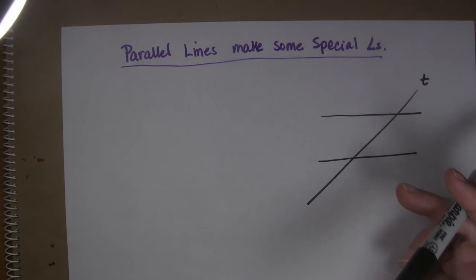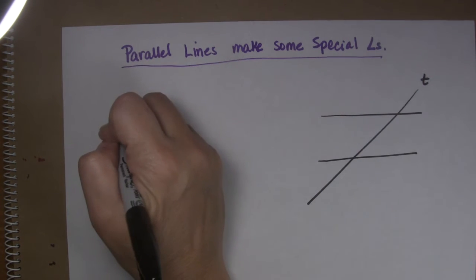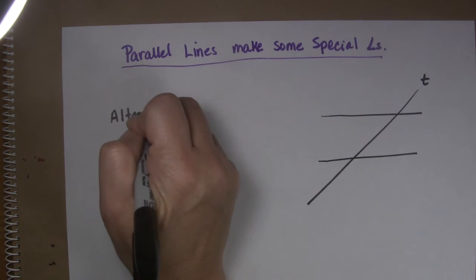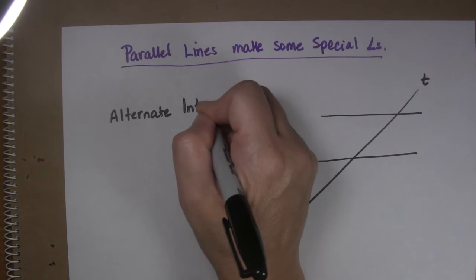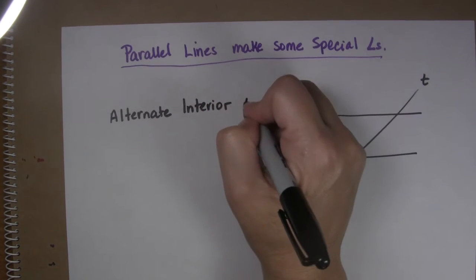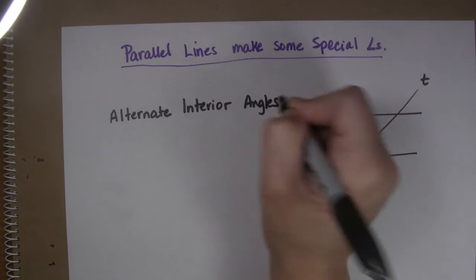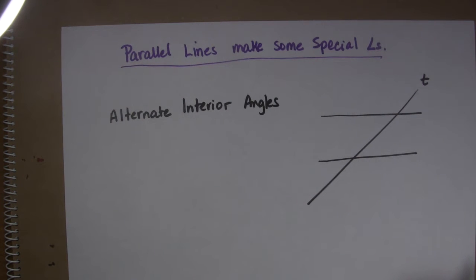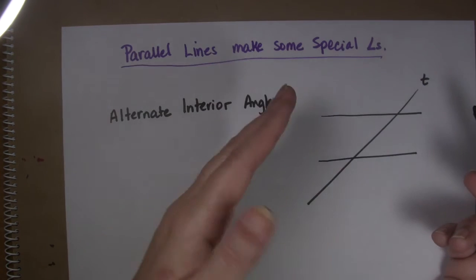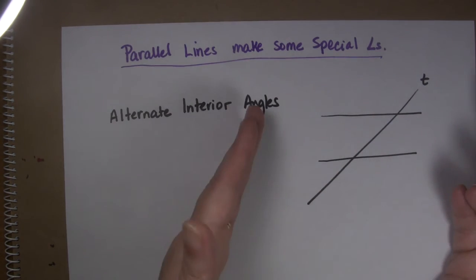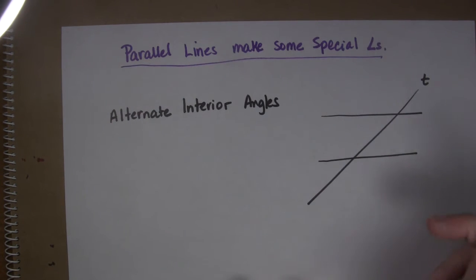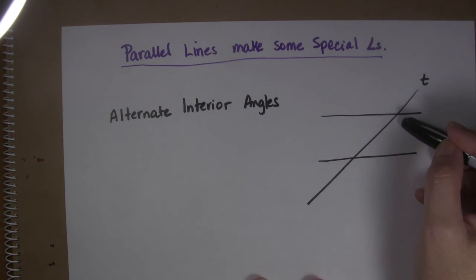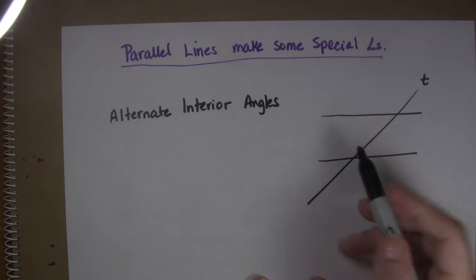And so the first type of angle that I'd like to talk to you about are called the alternate interior angles. The alternate interior angles. Well, alternate means one side and then the other side, right? Like we're taking turns. And interior means inside. So we're going to look at the angles that are inside the two parallel lines.